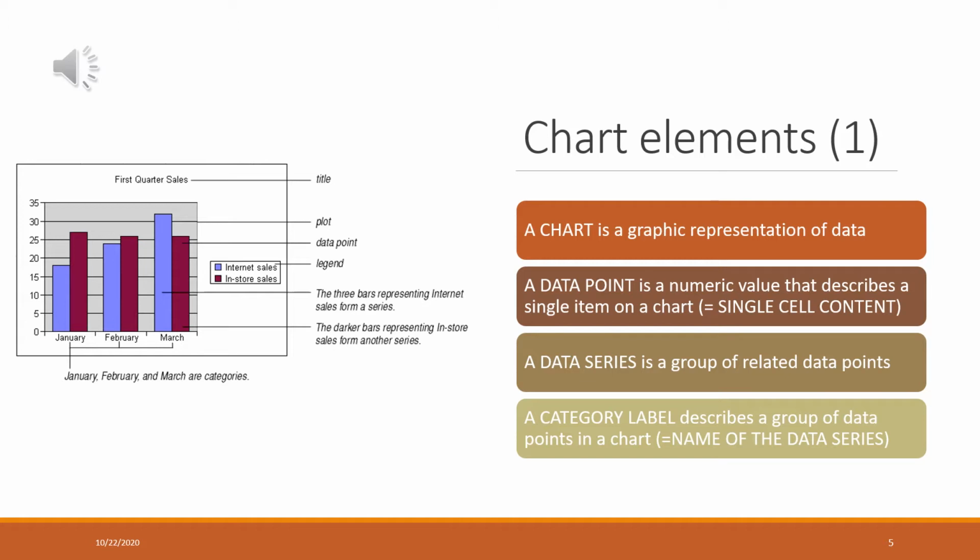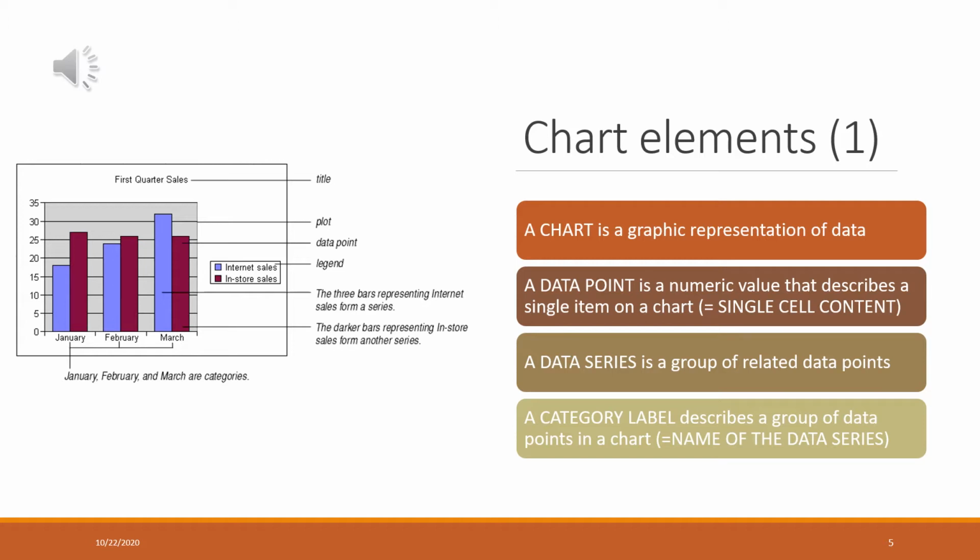March, it's a category label that describes a group of data points in a chart, but it's also a data series, all data related to March. So the internet sales for March, it's a data point which is worth, say, 32 in this chart. The last blue bar on the right, internet sales for March, has the value 32. It's a data point, 32.